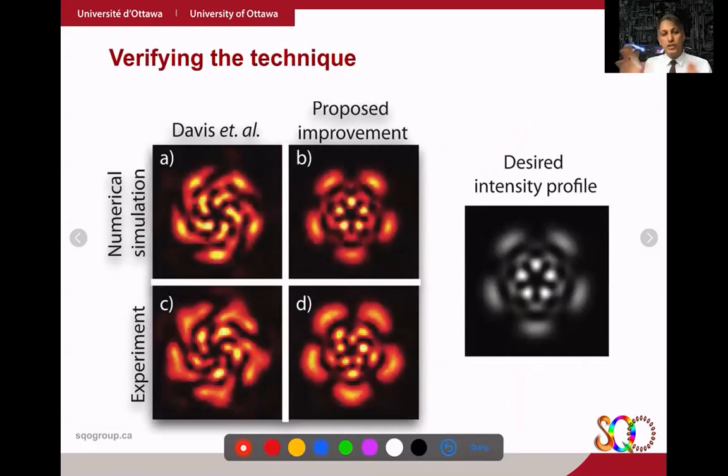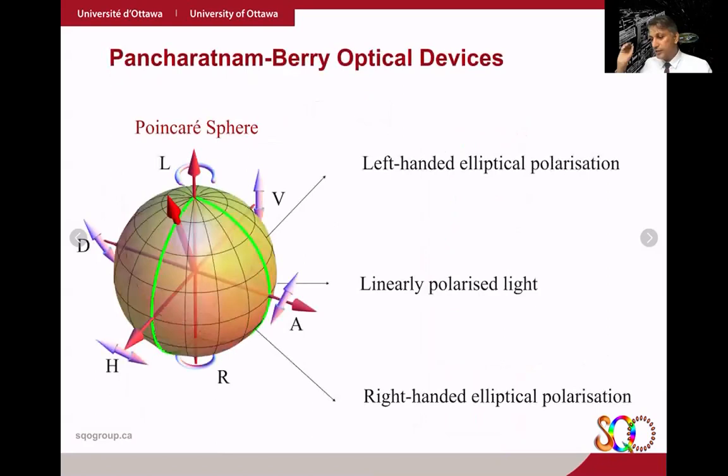So with this approach, you are able to engineer not only the phase structure, but also the amplitude of the beam, okay? And these are the comparisons between different approaches, and the software is on the website. If you need the software, just send me an email. You will get the link and you can download it. So I will stop it here, okay?